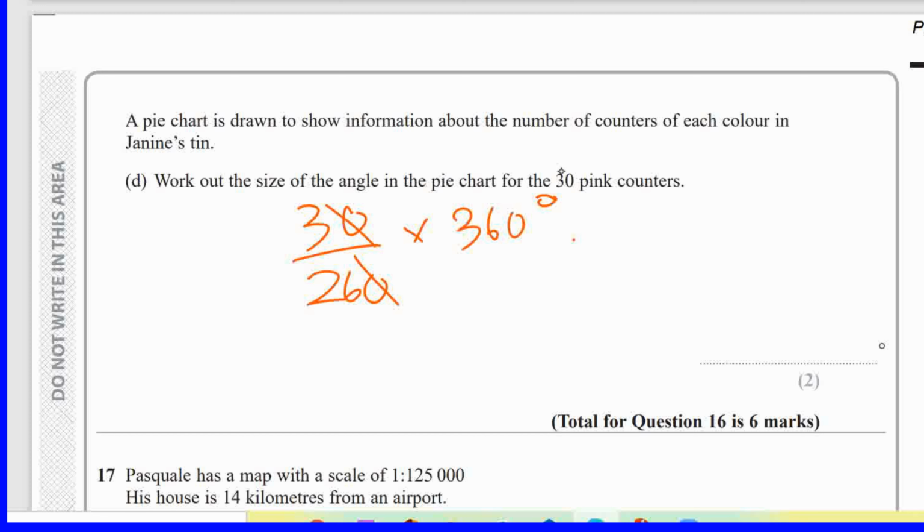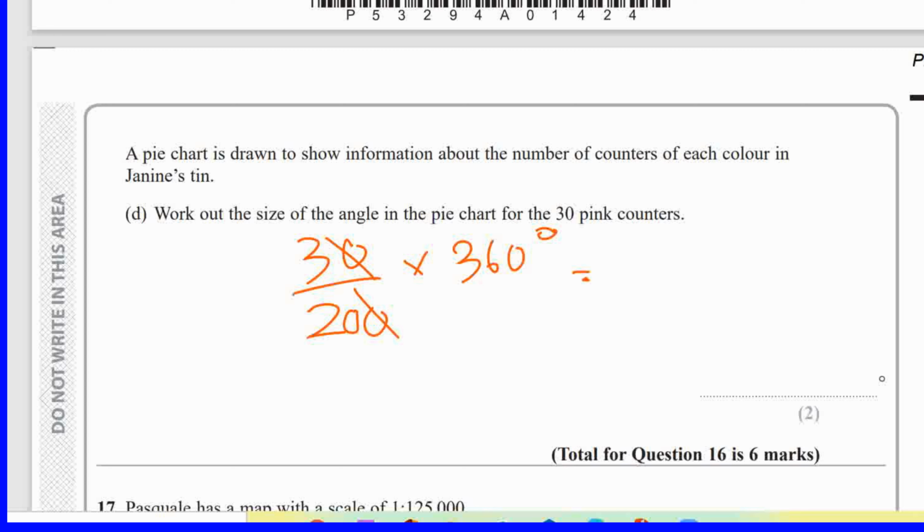Count this with calculator. We just cancel out this one. Cross the 0 and 0, and cross the 36 and 2, we'll get 18. 18 times 3 is 54. We get 54 degrees for the pink counters in the pie chart.